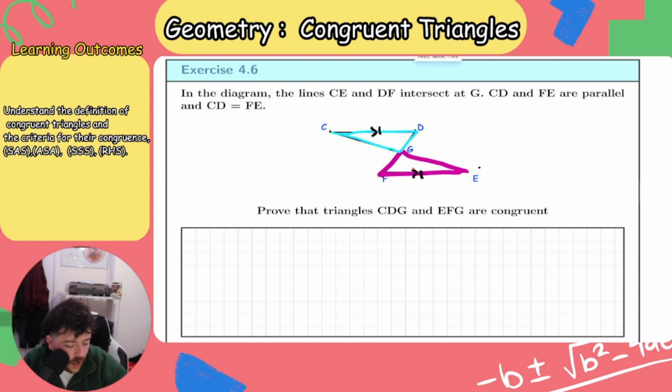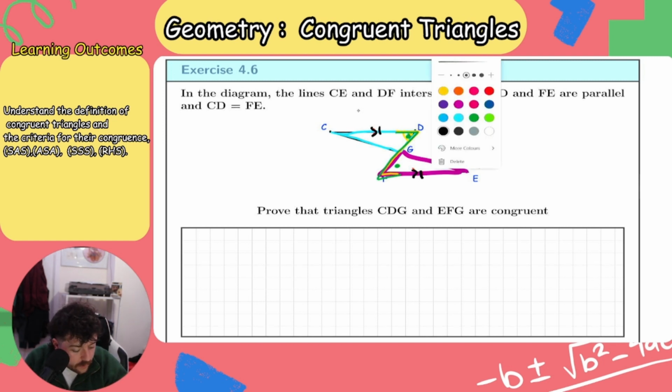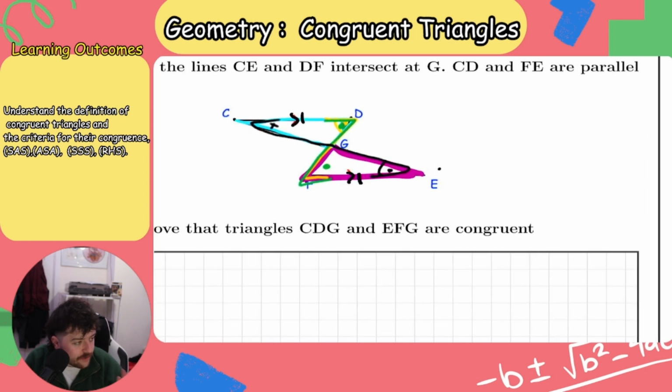I know for a fact that this angle is going to equal this angle because they're alternate angles. Maybe I should use a different color than yellow. Use green, maybe. You see that? Hopefully. And I know this angle is going to equal that angle, because they're alternate. So we need to write this down. I've now just proven this under ASA.